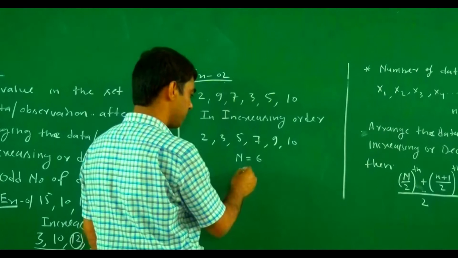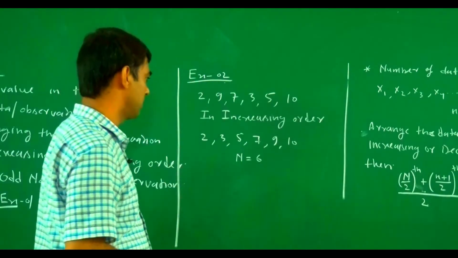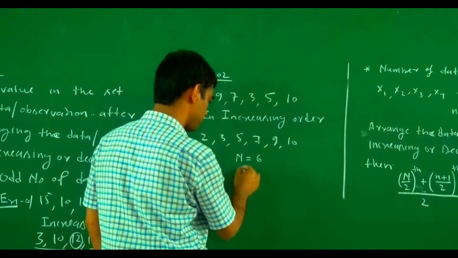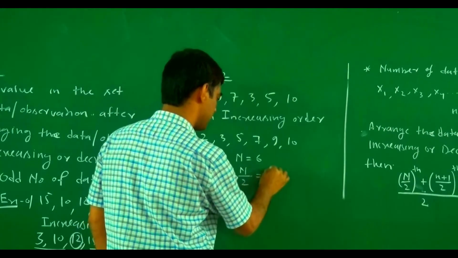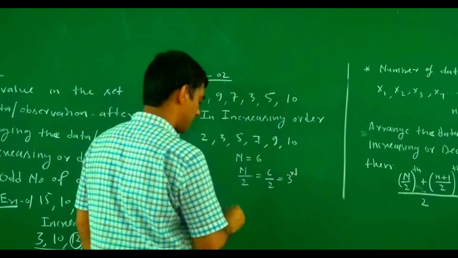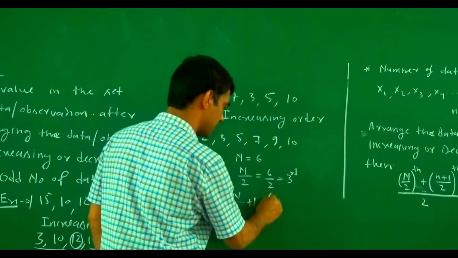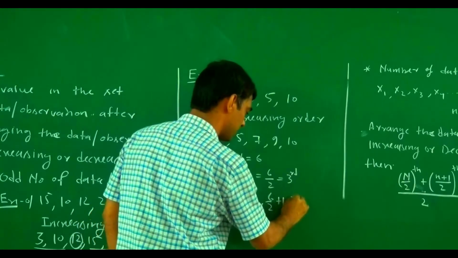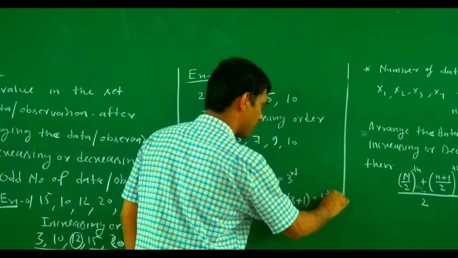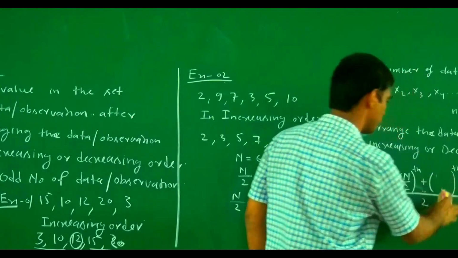So what is the n by 2th value? The n by 2th value is 6 by 2, which is the third value. And the next one is n by 2 plus 1, so 6 by 2 plus 1. This is 3 plus 1, the fourth value. Here it is not n plus 1 by 2, it is n by 2 plus 1.